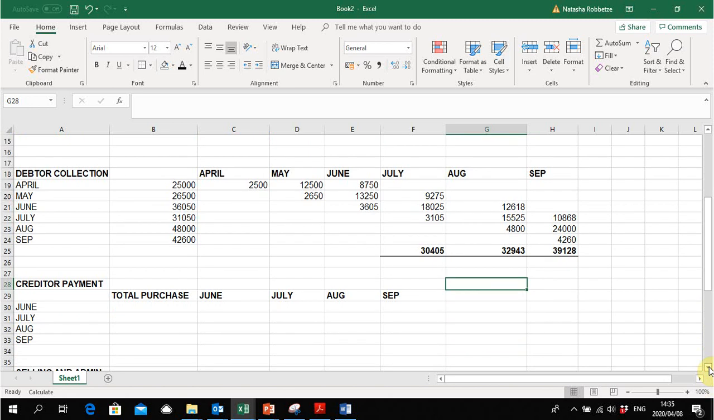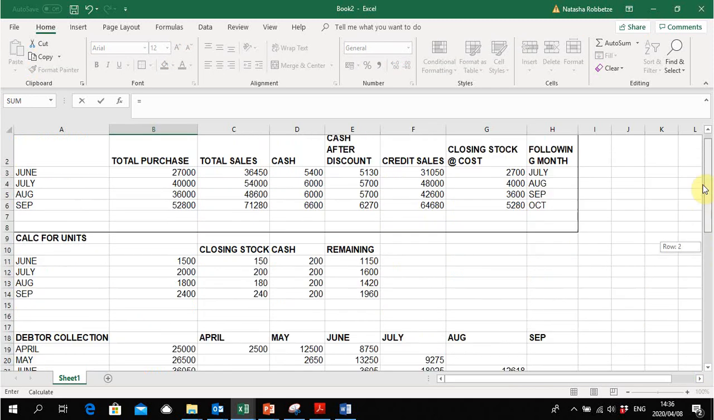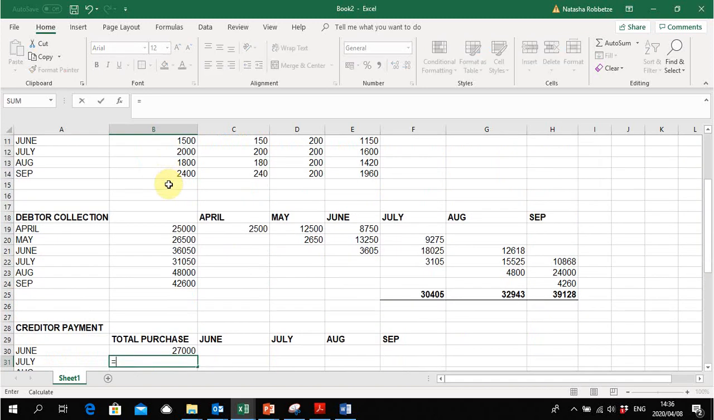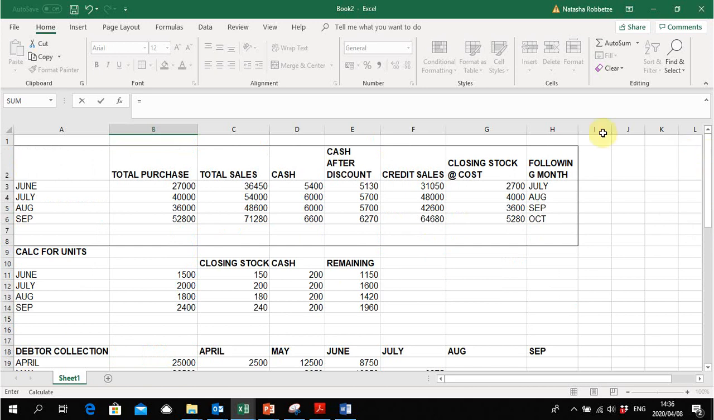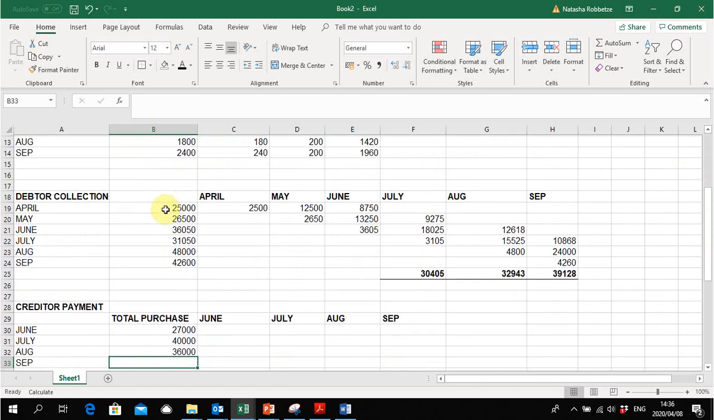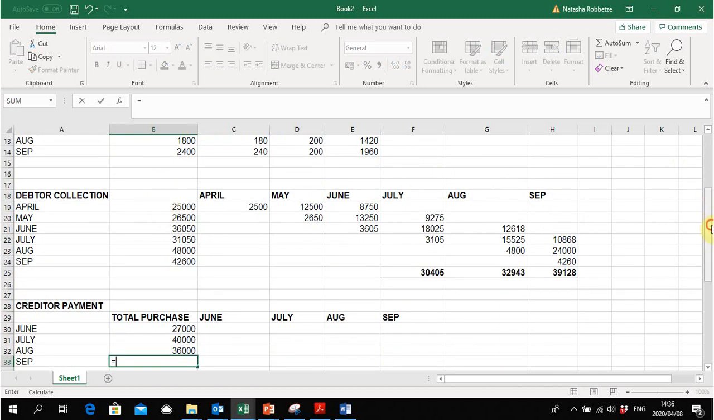We should also consider in these calculations our creditor payments. So I've also set up basically my calculation or my layout for that. So the total purchase of June, we can just go back to our original calculation, was 27,000. In July, the purchase is 40,000. In August, 36, September 52,800.